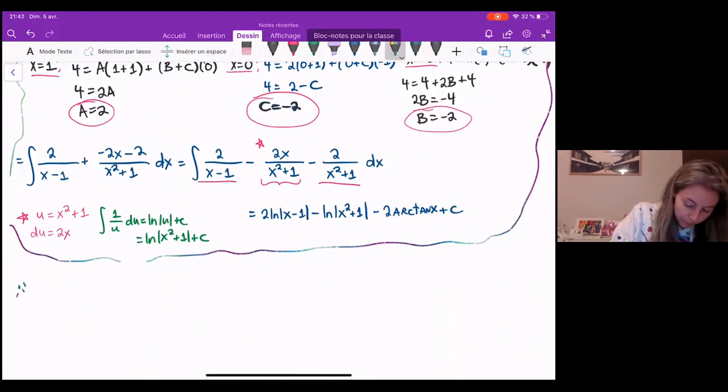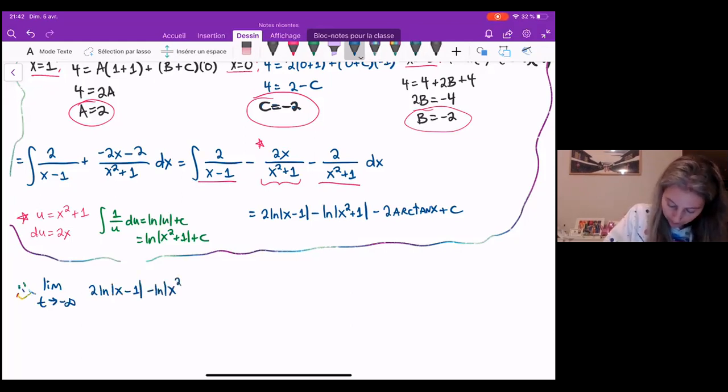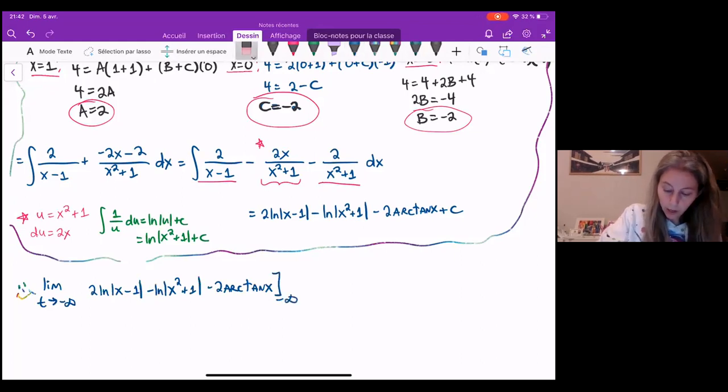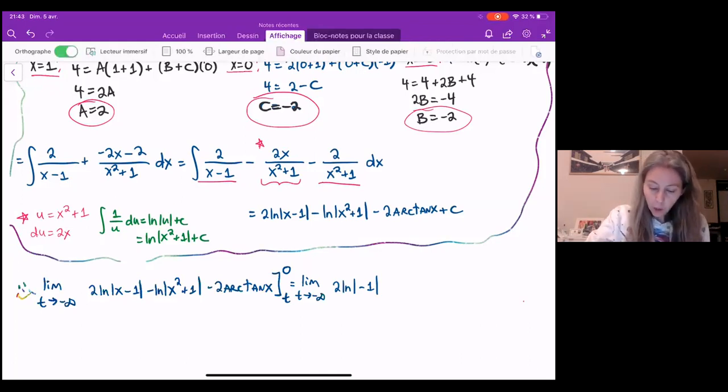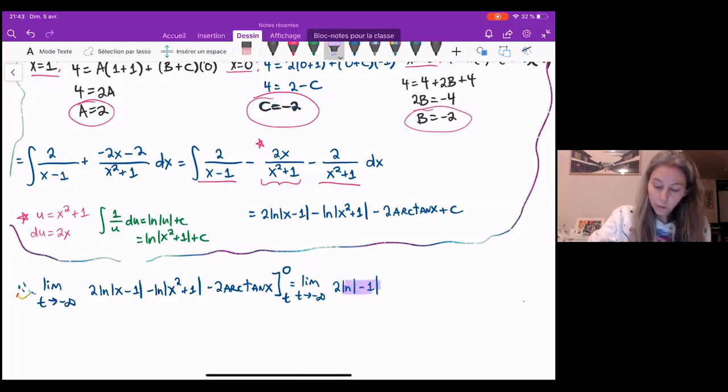So smiley face gave me the limit as t approaches negative infinity of this limit that I am evaluating between, I'm sorry, not negative infinity, but t and 0. So first I'm going to plug in the 0, and this is going to be important to think about. When we're plugging in this 0, the limit as t goes to negative infinity, I have 2 natural log of negative 1. We know that ln of negative 1 doesn't exist, but it's very important to remember that the antiderivative we got is the absolute value. So this is ln of the absolute value of negative 1, which is the same thing as ln of 1. So that just equals 0.